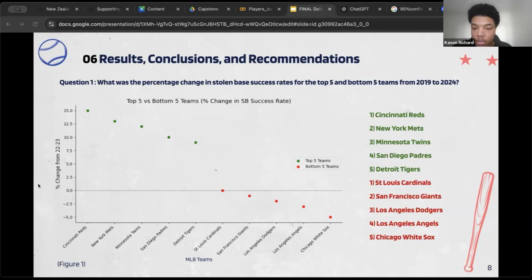In the green, you see Cincinnati Reds as #1, followed by the New York Mets, Minnesota Twins, San Diego Padres, and Detroit Tigers. And then in red, you see St. Louis Cardinals, San Francisco Giants, and to a huge surprise, Los Angeles Dodgers, and the Los Angeles Angels, and Chicago White Sox. Surprising to see Dodgers up there because they've consistently been a playoff team for the last few years. Reason being probably because their offense is not based on base running. It's more focused on power and hitting.